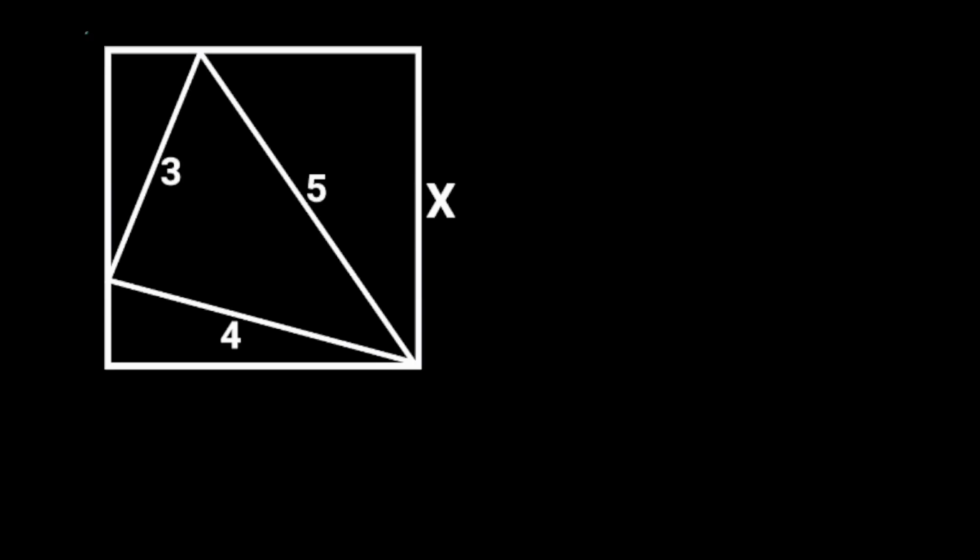This figure is a square with a triangle in it. If the sides of the triangle are 3, 4, and 5 units, and x is the length of the square, find the length of x.